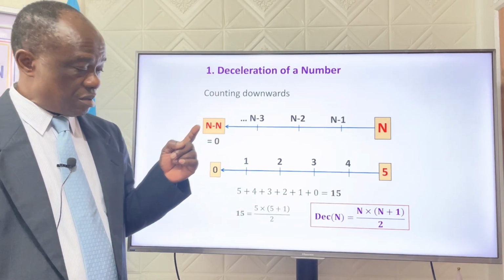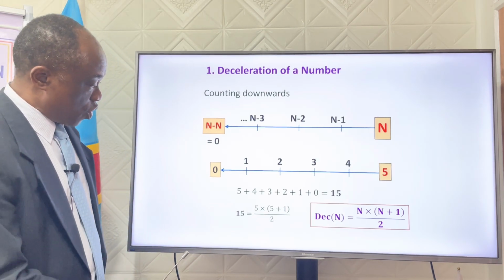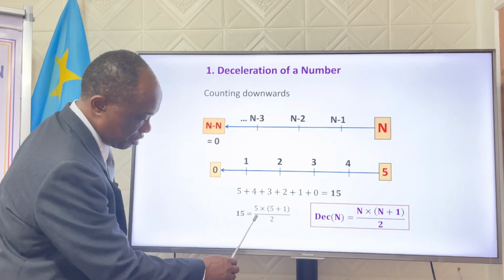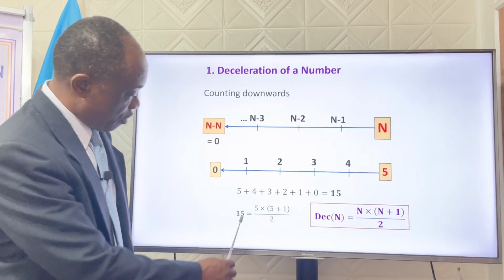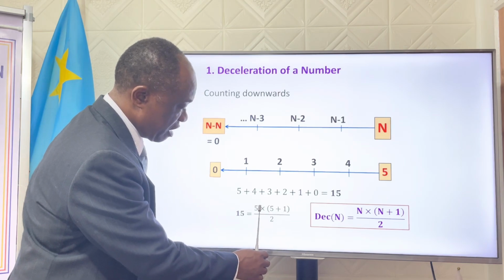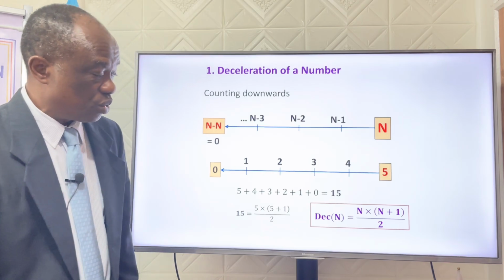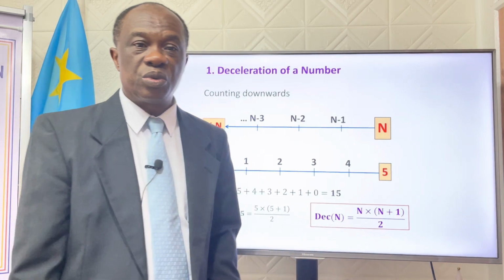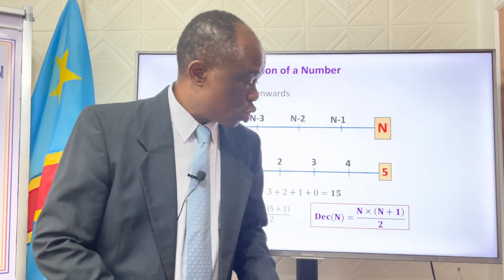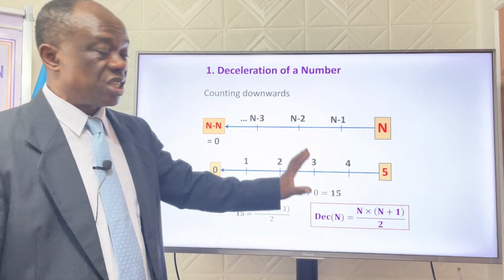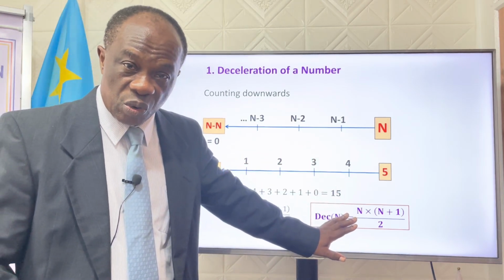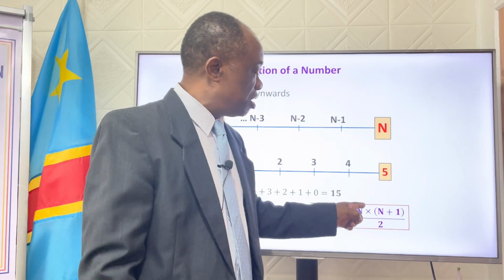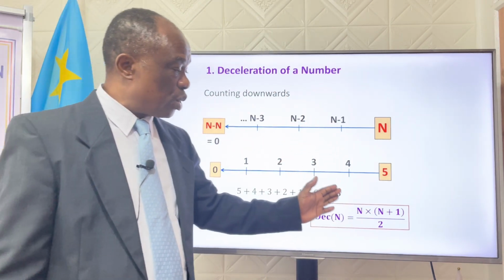How to get that? To get that true formula, you have to get 5 times 5 plus 1 divided by 2. 5 times 5 plus 1 divided by 2. And this is n times n plus 1 divided by 2. This is the deceleration of a number. So you apply it for any number except 0. We don't allow 0. 0 means nothing in physics, as we will learn maybe soon. So everything begins with number 1.